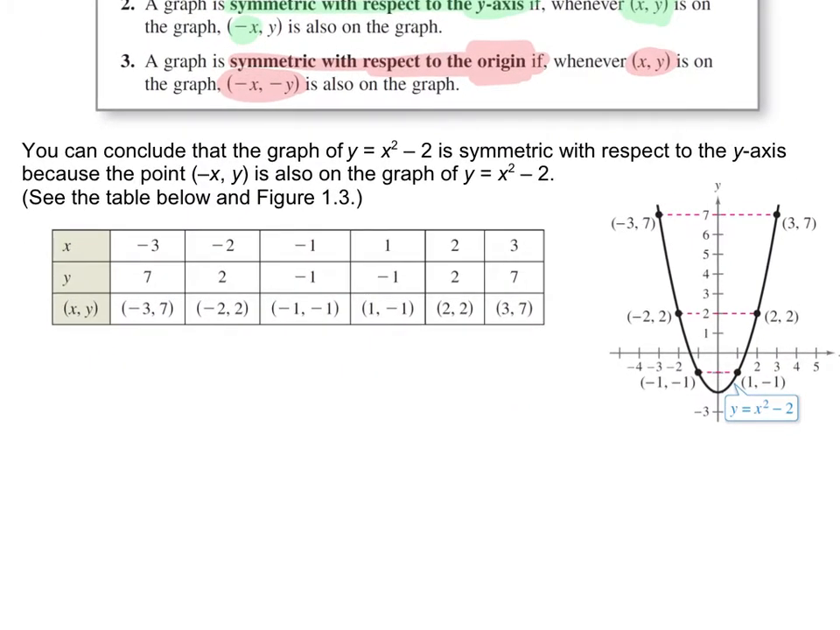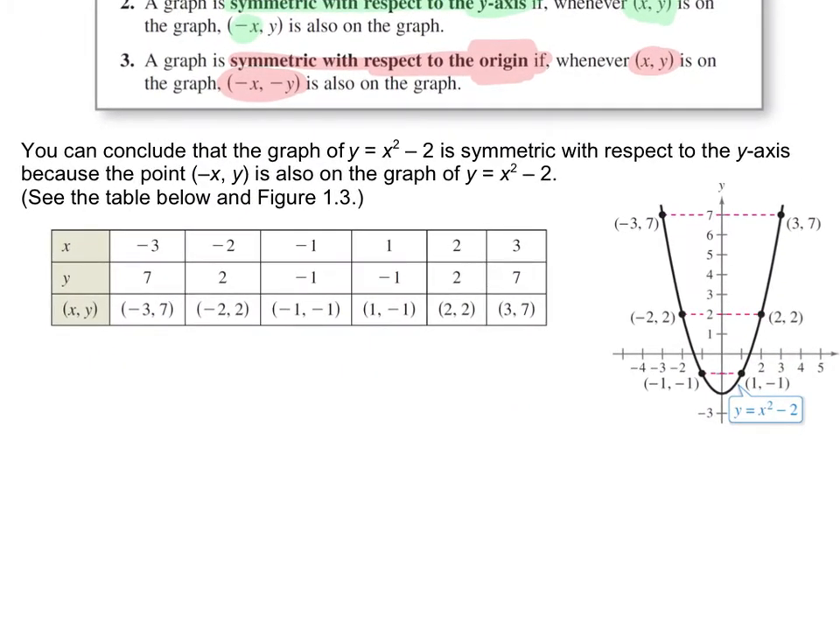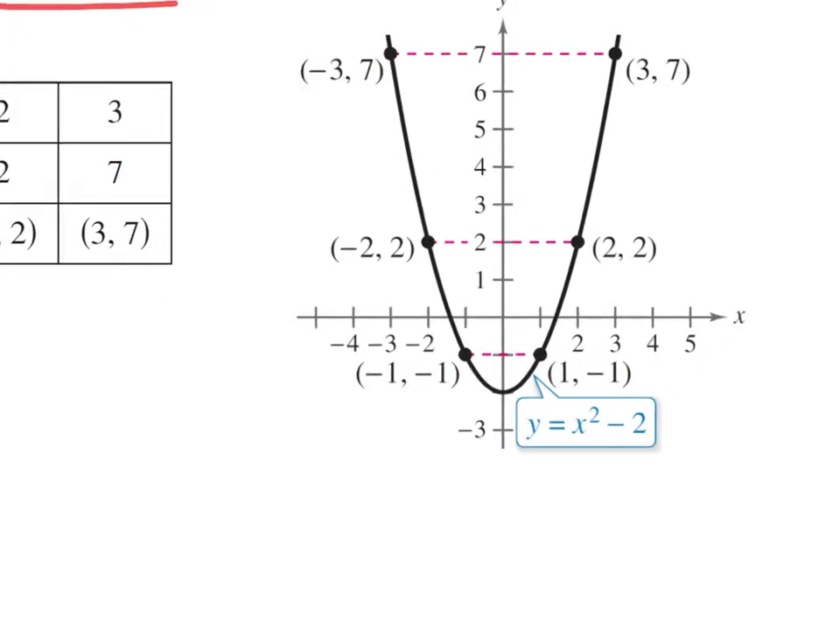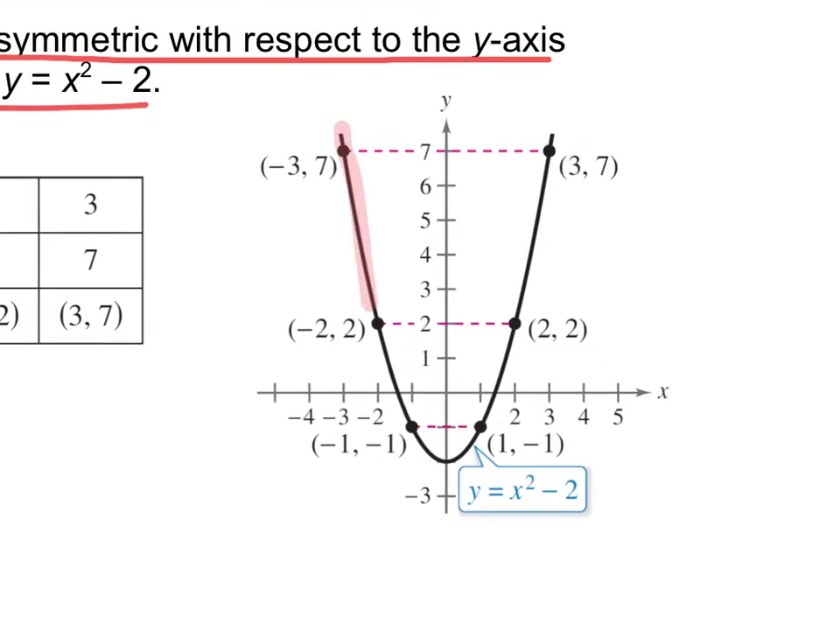So if you look at this example, it says you can conclude that the graph of y equals x squared minus 2 is symmetric with respect to the y-axis because the point negative x, y is also on the graph. So let's focus in on our points here. Now, I can tell by the graph very visually that if I was given this graph, I know that it's the same on the left and on the right. I know it's flipped across the y-axis, so I know that's y-axis symmetry. So visually, it's easy to see.